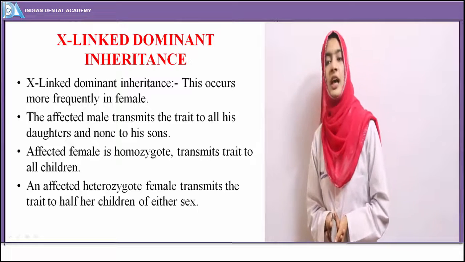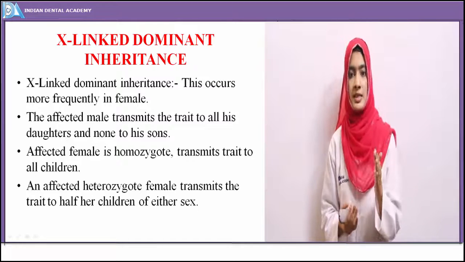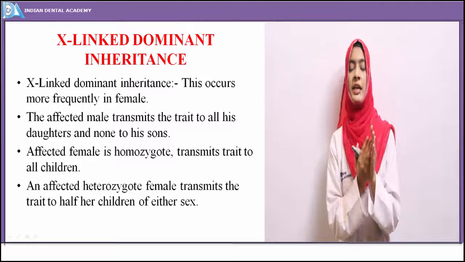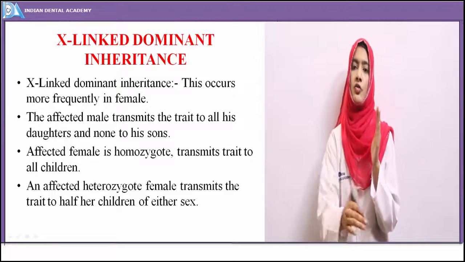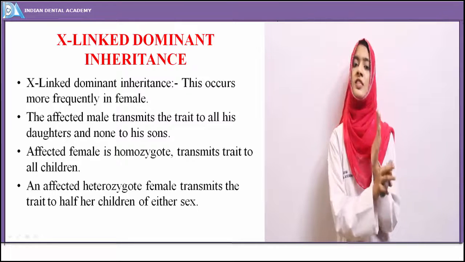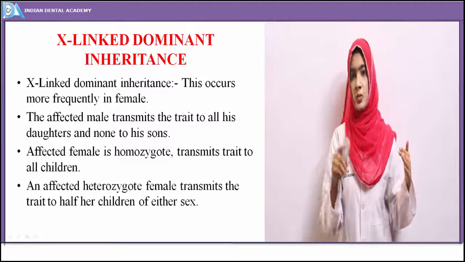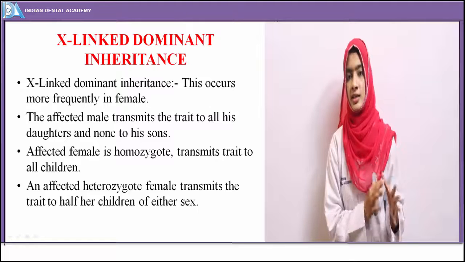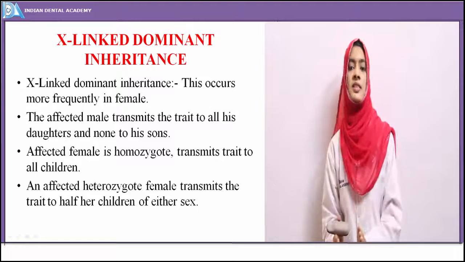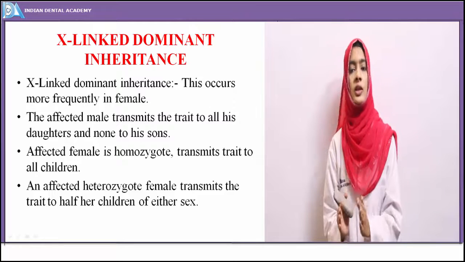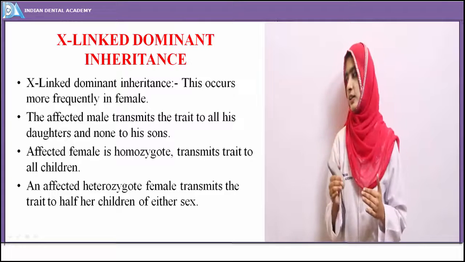Here, suppose the male parent is affected. He transmits the disease to all of his daughters, and none of his sons are affected, because sons have the Y chromosome, right? So they do not inherit the disease here. Only the females are affected, and 100% of all the daughters of an affected male are affected.